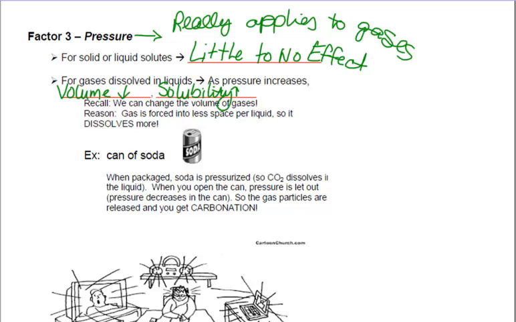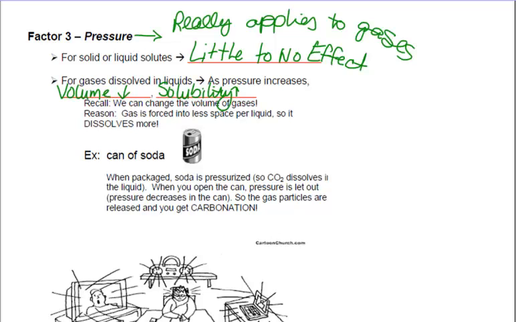So if we can recall, we can change the volume of gases by putting them under pressure. And the reason is because gas is forced into less space per liquid, so it dissolves more. It's forced. So here's a can of soda example. When packaged, soda is pressurized, so the CO2 will dissolve in the liquid. When the can is opened, the pressure is let out, the pressure decreases in the can, and the particles are released, and you get carbonation.